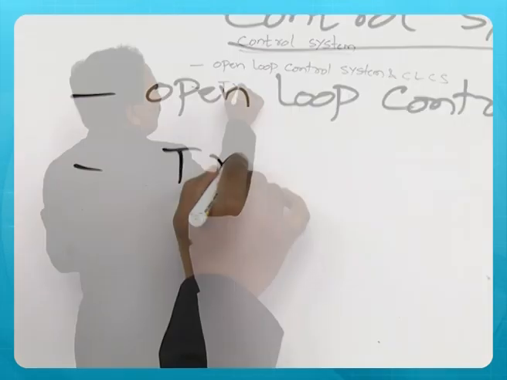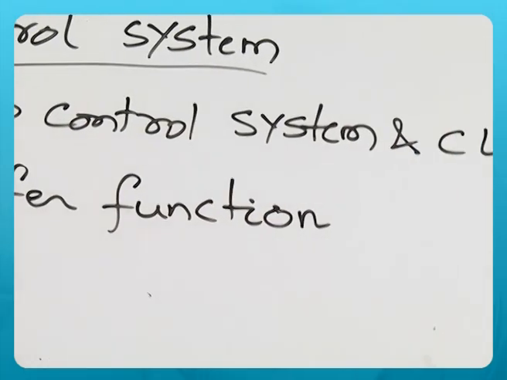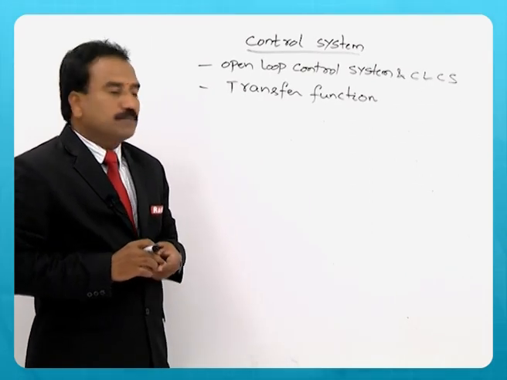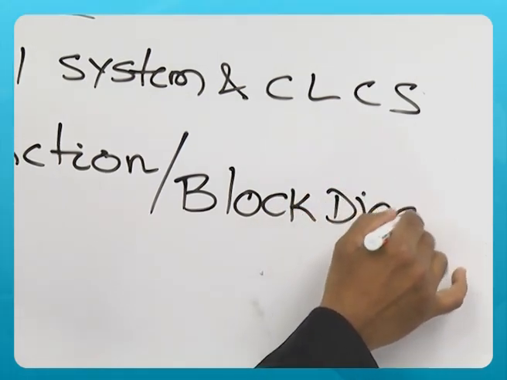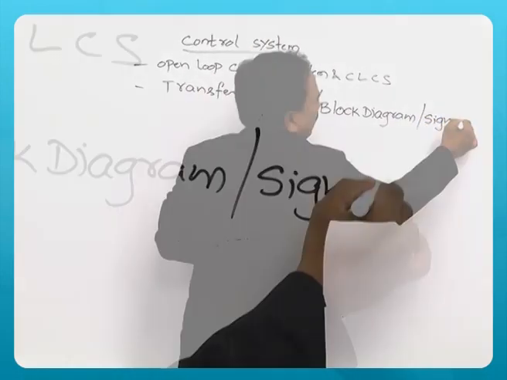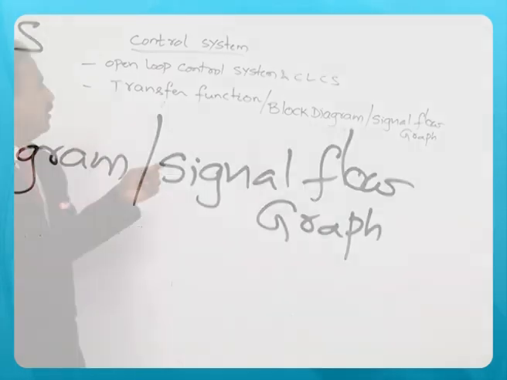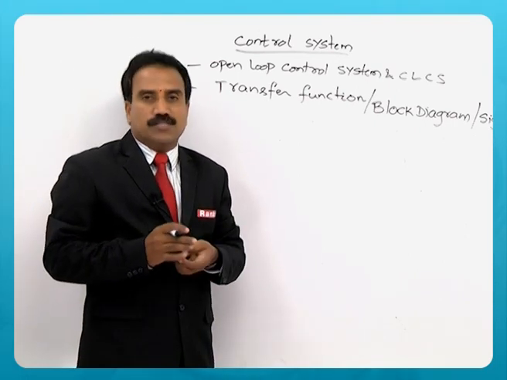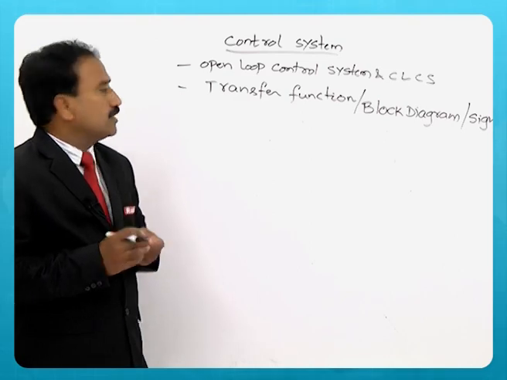Then we need to have a mathematical model of any control system. So, we need to have a transfer function. The transfer function or system may be represented in the form of a block diagram, or it may be a signal flow graph. A system may be given in any one of the forms, maybe a transfer function or block diagram or signal flow graph. We should be able to analyze the system. So, this is also one of the topics that comes under transfer function, block diagram and signal flow graph.